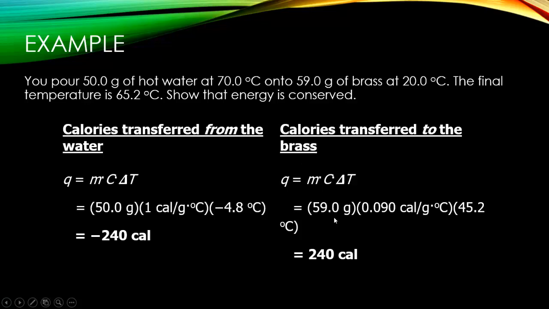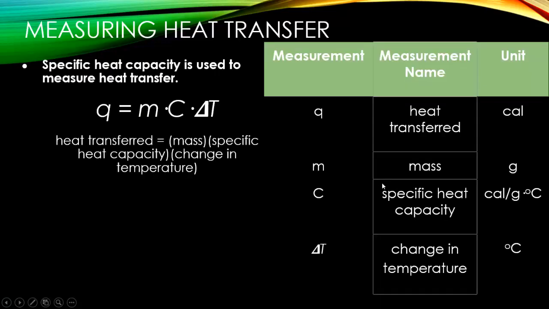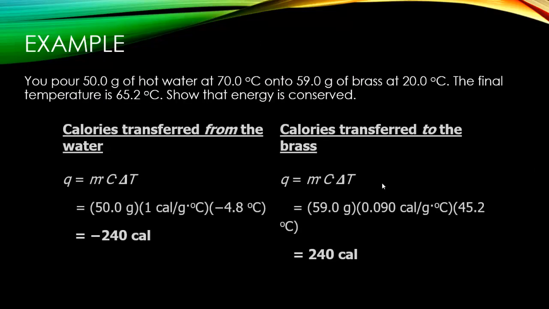So 59 grams times its specific heat capacity for brass times the change in temperature, which is a very massive change. It went from 20 to 65.2. Much larger change than with the water. 240 calories. Notice that there is a much larger change in temperature for the brass, and that is because its specific heat capacity is much lower. So it takes much less energy to heat it up more.